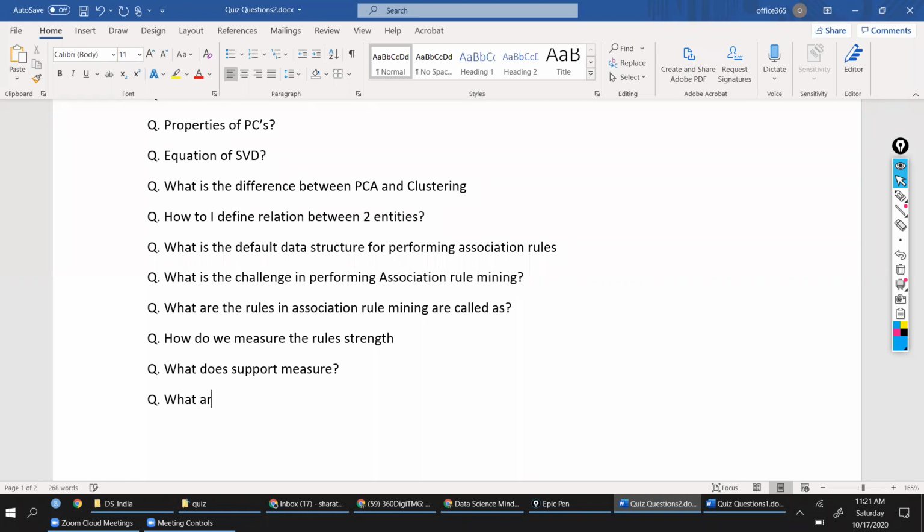How many times is the pair of items appearing in the transactions? What are the drawbacks of support-based rules? It does not capture the dependency. Very good.